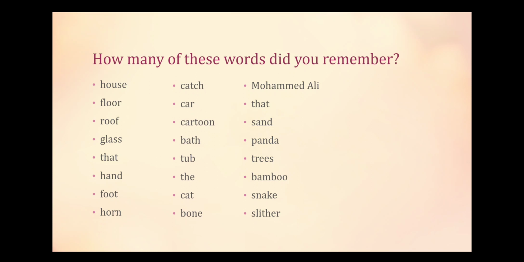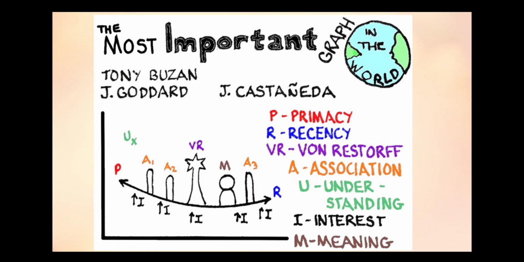Muhammad Ali is absolutely different from all the other words. There are some words that are connected: house, floor, roof. And then the next word is glass. And with the word glass, it is probable that the word window comes to your mind. Now we'll see the principles that govern the memory of these words. Keep a note of your own test and then watch the rest of the video.